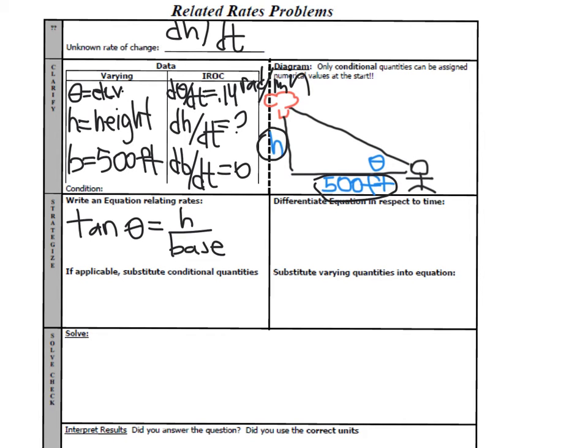So now, since I have a constant, oh wait, there was a condition. I want to know when the angle of elevation is pi/4, in other words, 45 degrees, what is the change in the height of the balloon? So now we're going to see if there's any constant to substitute into my equation, and there is. We know the 500. So we have tangent theta equals 1 over 500 times h.